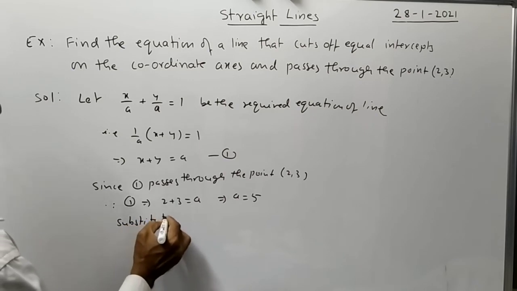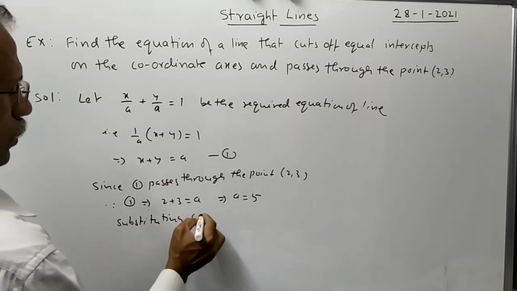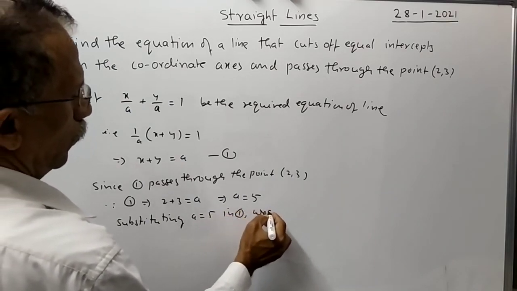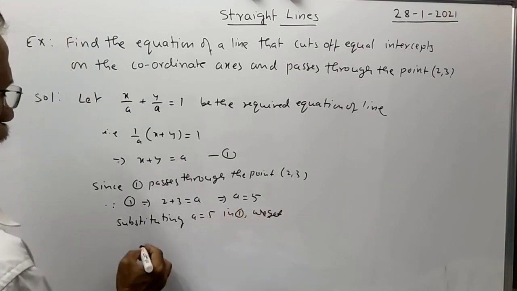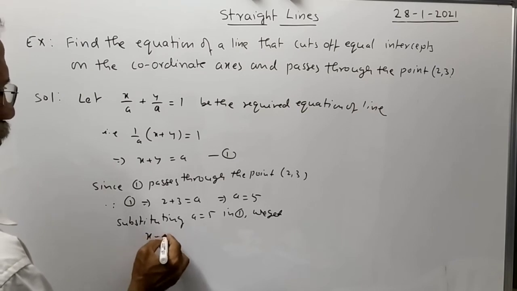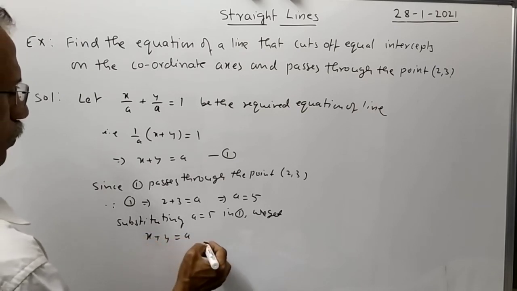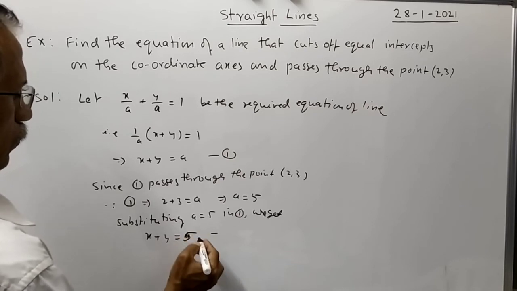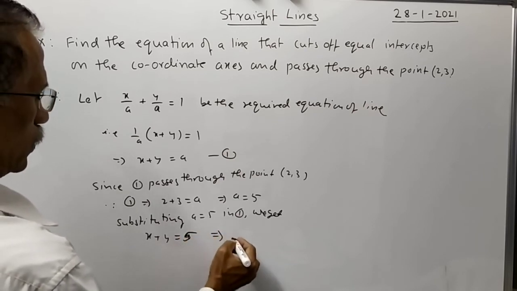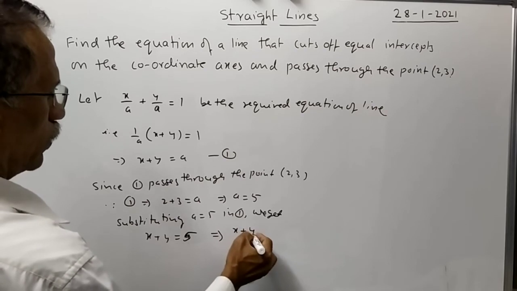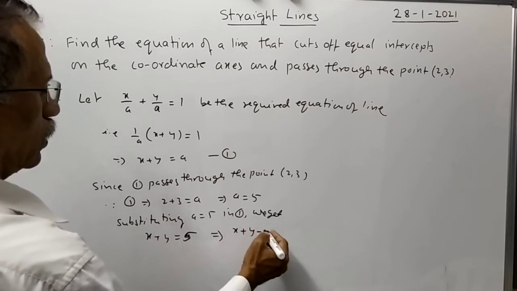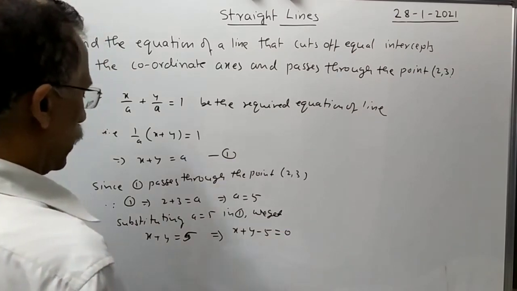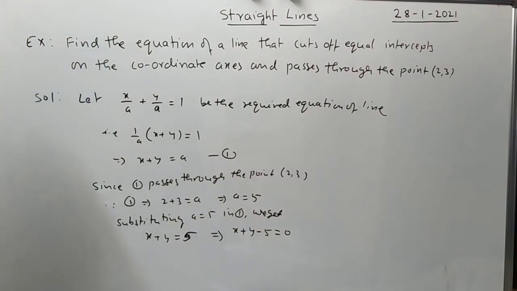Substituting a is equal to 5 in 1, we get x plus y is equal to a, that is 5. This implies x plus y minus 5 is equal to 0 is the required equation of the line.